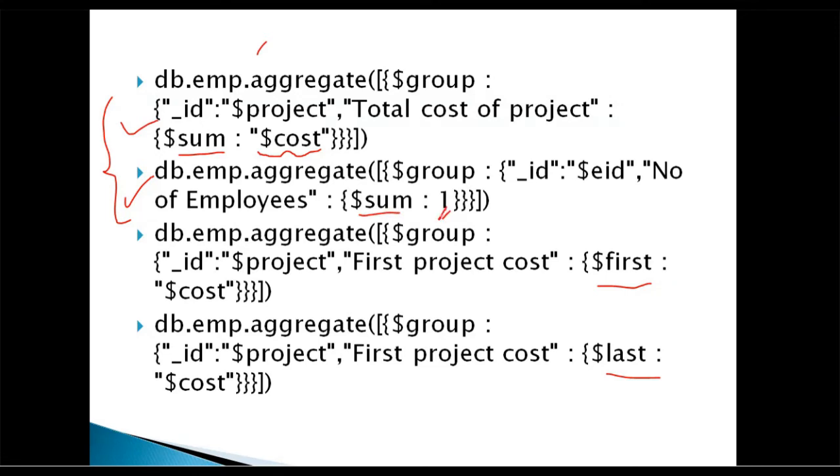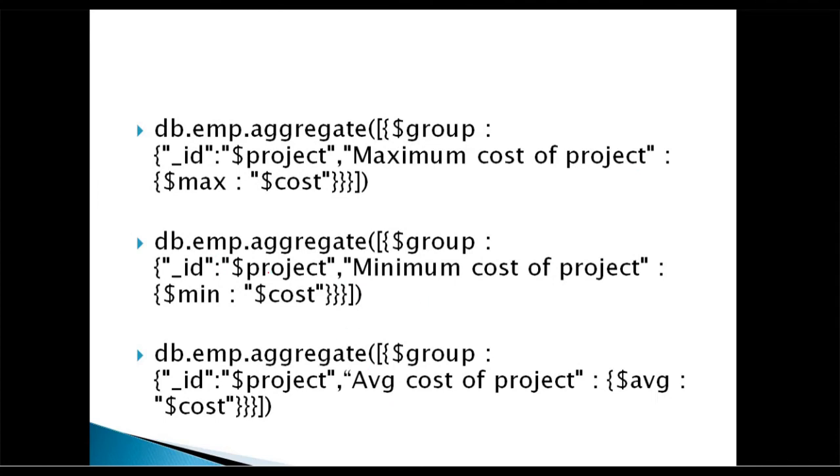It will find the count of a specific criteria, like in the employee collection, how many employees there are with the same ID. In this case, in the employee collection, it is grouping based on project, and it will find the sum of cost project wise. This is the first aggregate function, then first, last. Next, you can find the maximum cost project, the minimum cost project, and the average cost project. So now we'll see the implementation of these. I'll show you the execution of these queries.